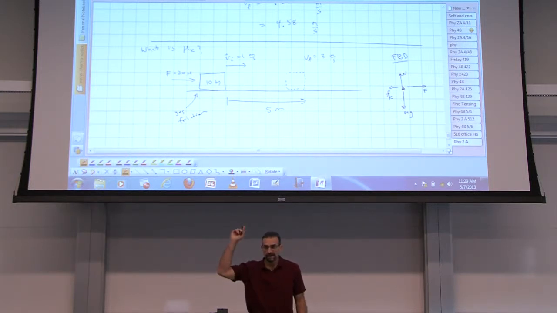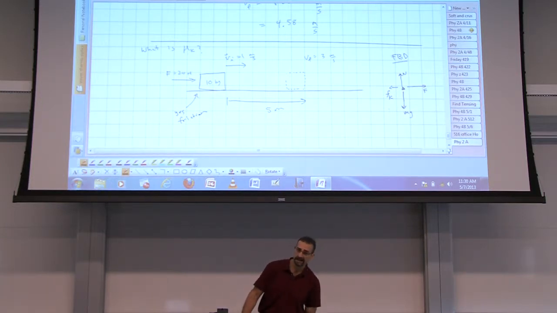Does your free body diagram look like this? So what is a free body diagram? It has every force acting on our block, right? That's the free body diagram for the block. It has every force acting on the block. So we could now come up with a list for our total work done.